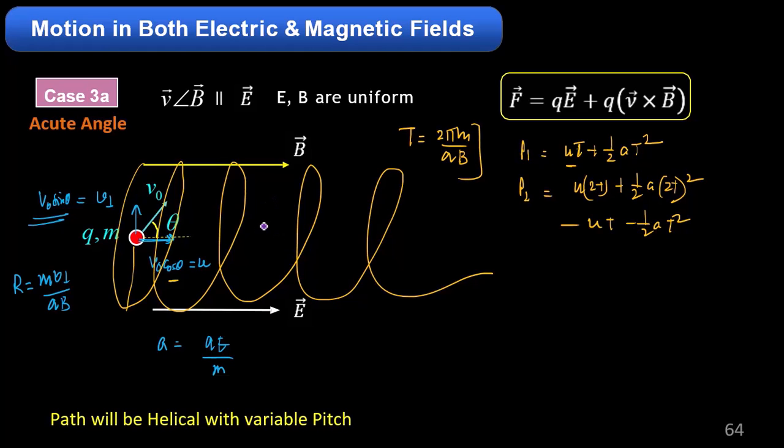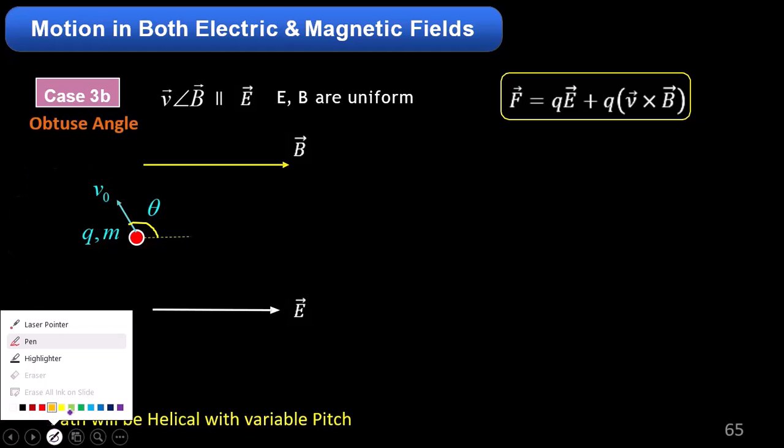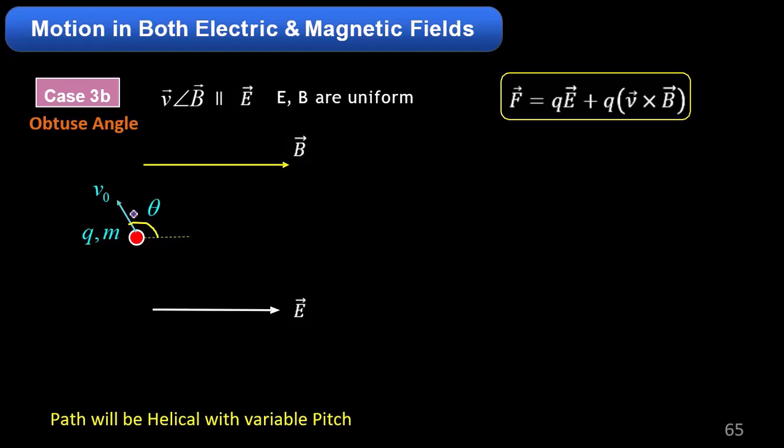But here I am considering the acute angle. If the angle is an obtuse angle, then the pitch will be in the backward direction. Some part will be a backward helix. So the particle will initially try to do a helical movement in the backward direction.